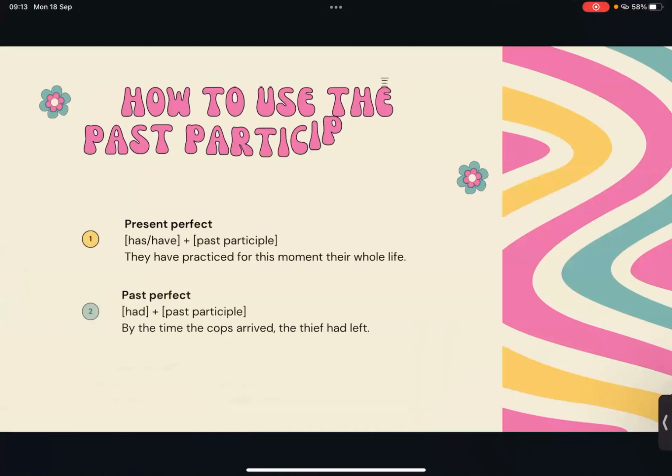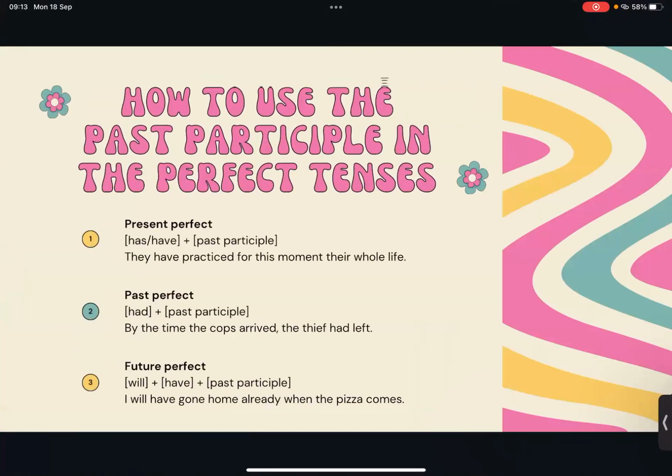And the last topic is how to use the past participle in the perfect tense. The past participle is a necessary part of the perfect tense: the present perfect, past perfect, and future perfect. Although the auxiliary verb may change, the past participle remains the same in each perfect tense. First, present perfect: has or have plus past participle.